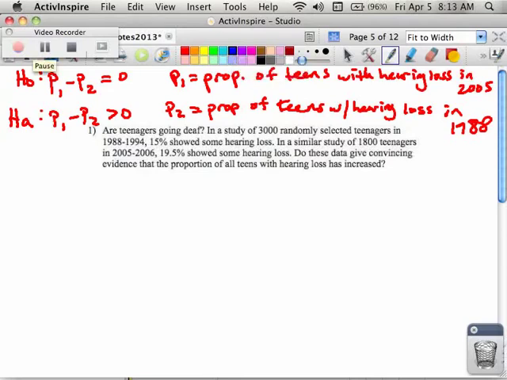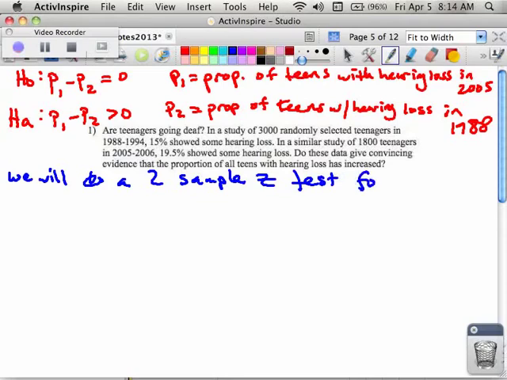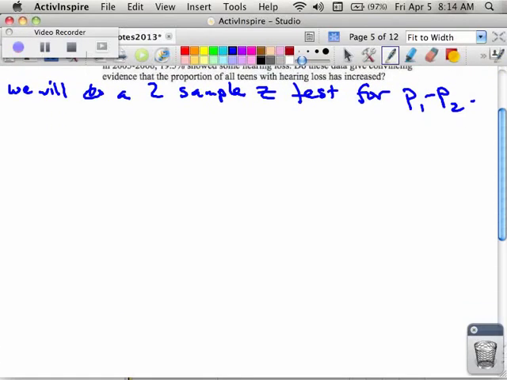All right. So next we're going to do a two-sample Z, I mean, the significance test for, and I'm just going to write down P1 minus P2 because we've already defined it, right? If we define them, I can say that and I'm okay.